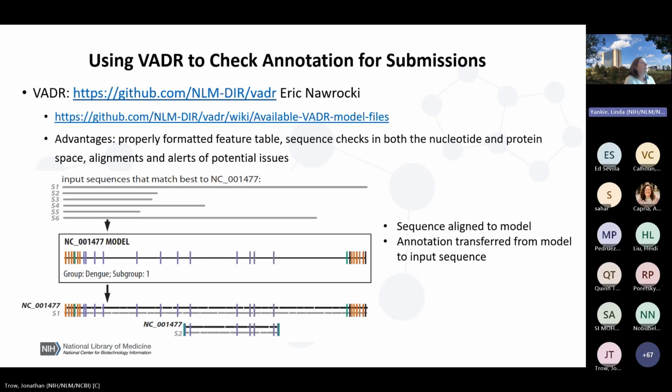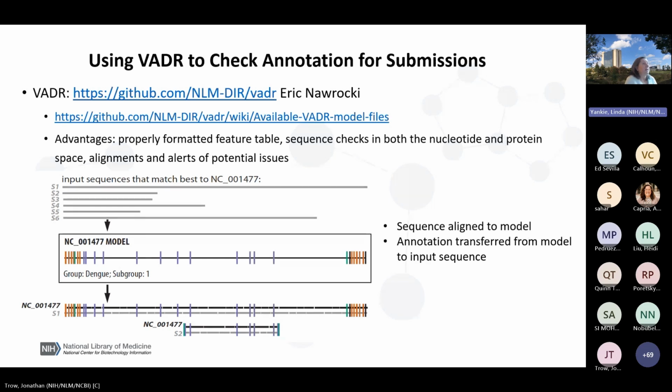Okay, so there's multiple ways that you can determine and check annotation for your submission. VADR was developed by Eric Nawrocki at NCBI and is available in GitHub. It will output a 5-column feature table that can be directly used in submission. VADR works by comparing input sequences to model sequences and transfers the annotation from the closest model to the input sequence. It has analysis based on both nucleotide and protein comparisons and outputs detailed alignments and alert reports.